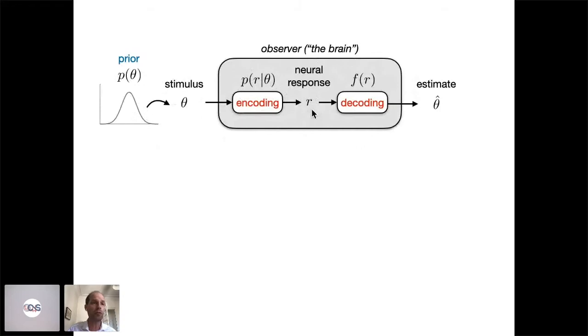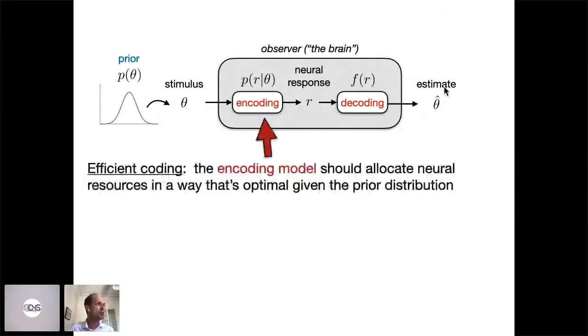This is the encoder that will describe that mapping, captured by this conditional distribution P of R given theta. And of course, inside the brain, once you have that neural response, the observer is going to apply a decoder, F of R we'll call it, to produce their estimate theta hat, okay? So the connection to efficient coding.